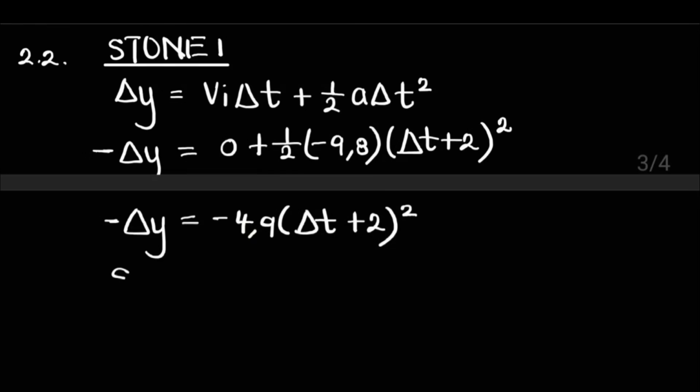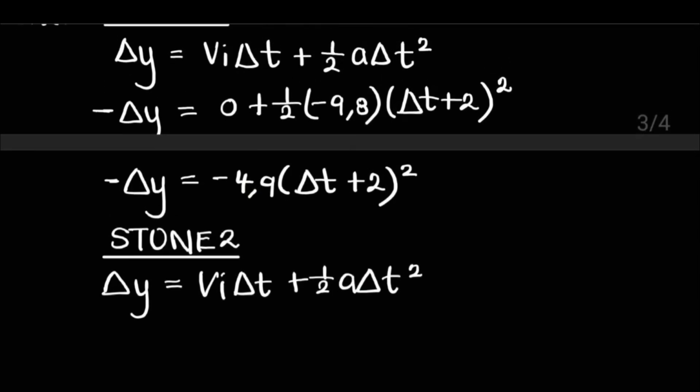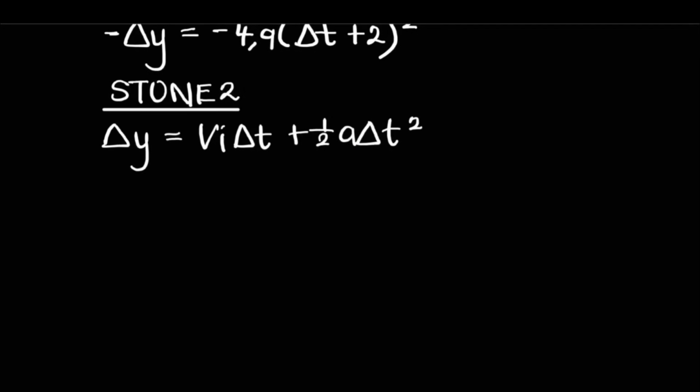Now, let's work with stone 2. Same formula. Again, for stone 2, its displacement is downwards. And the thing here is that stone 1 and stone 2 have the exact same displacement. They are both falling from the same point above the ground. They are both falling from the roof of the building. So they will fall the exact same distance for them to reach the ground. So this is also going to be delta y on the left.